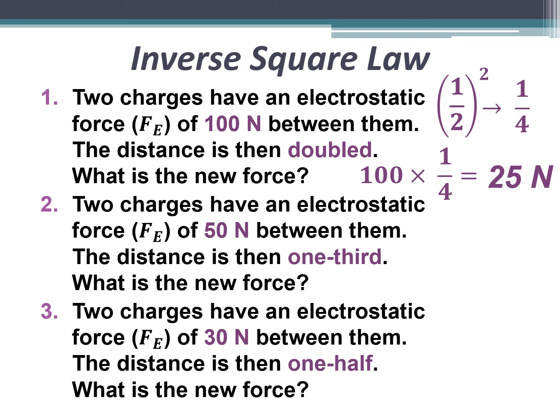The next example says two charges have an electrostatic force of 50 newtons between them, and then we change the distance to 1/3. Now, the inverse square law says that if you decrease the distance, that'll increase the force. So we should get a force greater than 50 newtons. Let's see what we get.